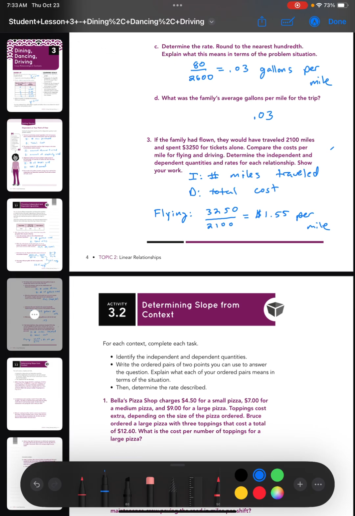And if we look at driving now, we know that driving was $200 for the gas, and driving was a distance of 2,600 miles. Obviously, flying, you're flying in a straight line. That's why they had less distance flying. And if we divide that, we're going to get, it's costing them 0.08, so only 8 cents per mile. So obviously much cheaper to drive, just going to take them much longer to get there.